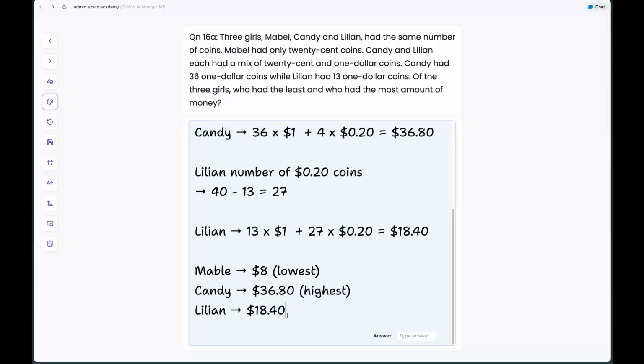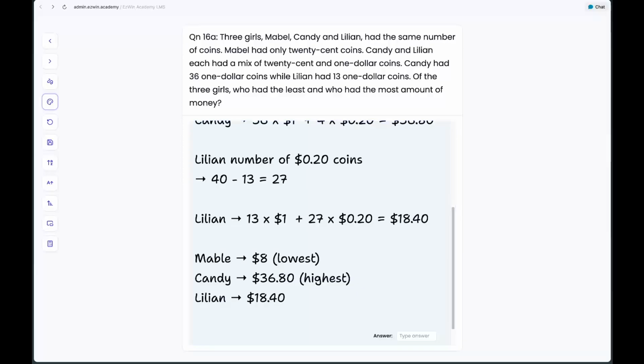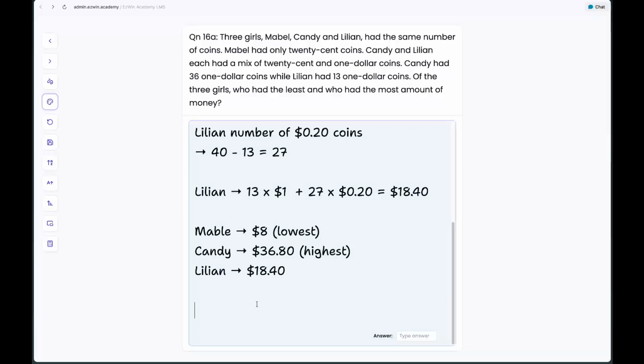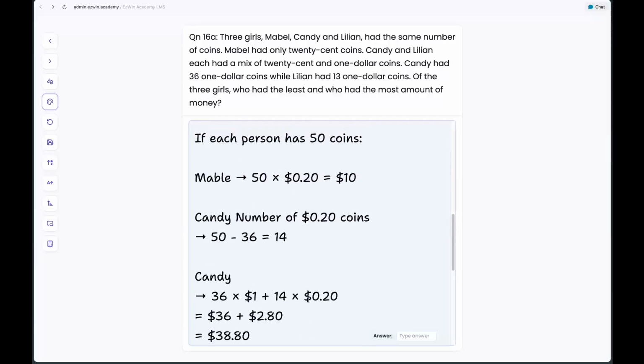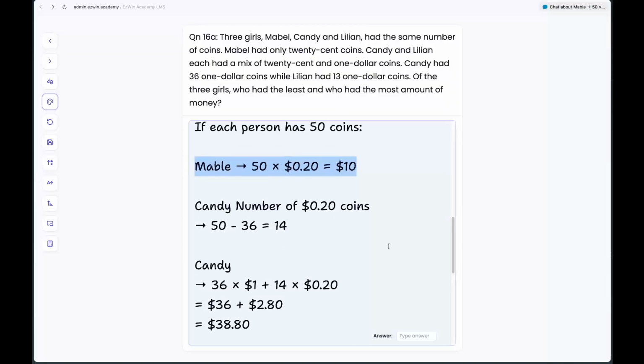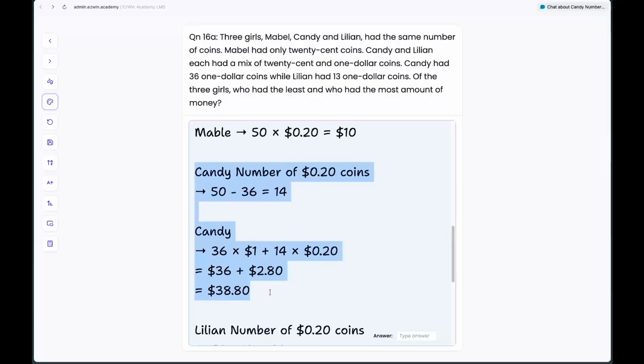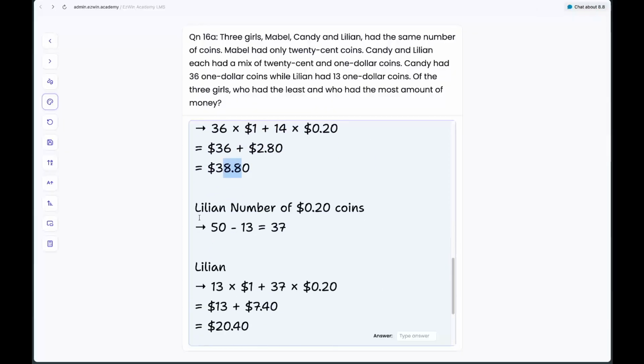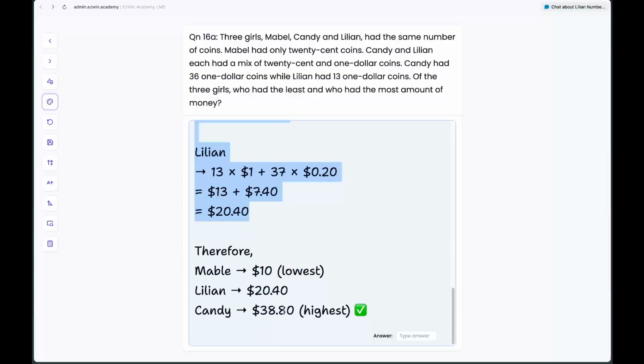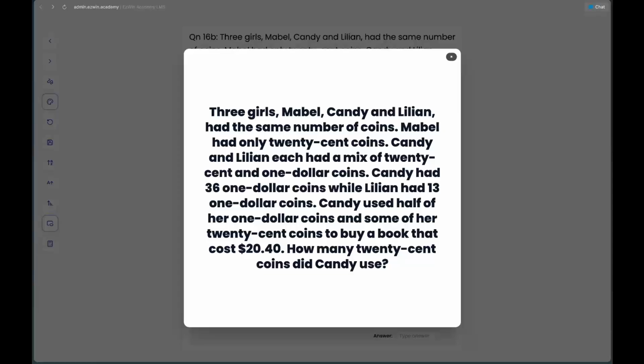So the thing is, does this work for any number? If each person has 50 coins, then we will just calculate. Mabel will have a total of $10. If you were to calculate Candy, she has $38.80, and Lillian has $20.40. And therefore, it will give you the same answer. Mabel is lowest with $10 and Candy has the highest with $38.80. Therefore, it is the same as what we went through before.